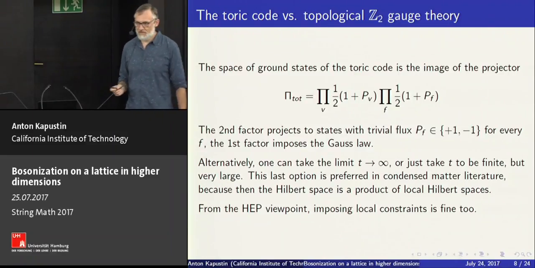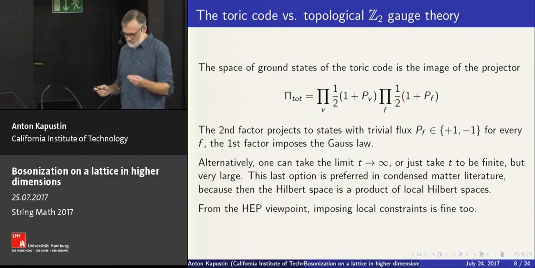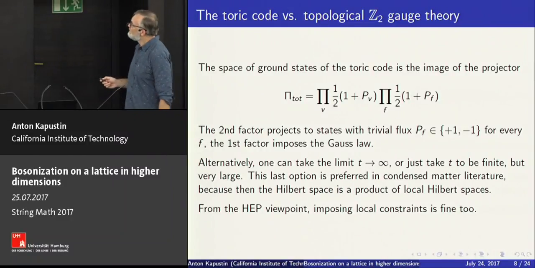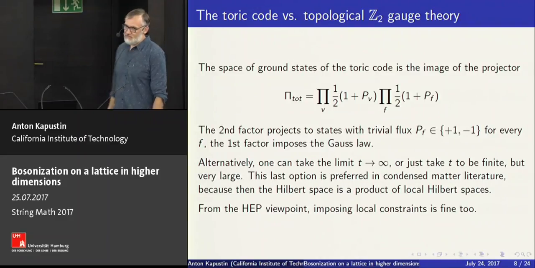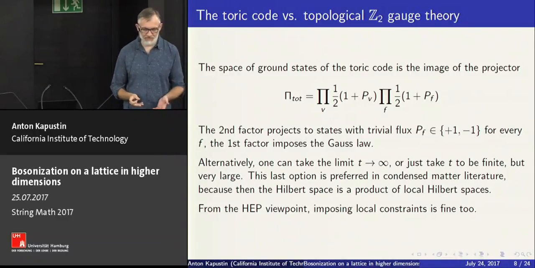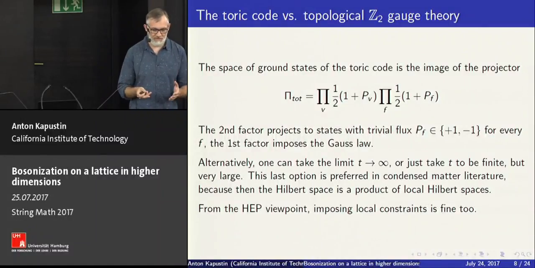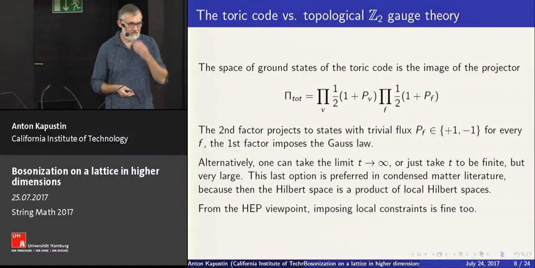So basically, these factors just project you to the states with trivial flux. There's flux one for every triangle, while these projectors project you to the subset of states with trivial flux that are also invariant under a gauge transformation, a Z2 transformation at each vertex. So that's called the Gauss law. So if you just look at the ground state, then the space of states you get is precisely the same kind of space you would construct in topological Z2 gauge theory: the states with zero flux, no flux for every two-simplex, which are also gauge invariant.